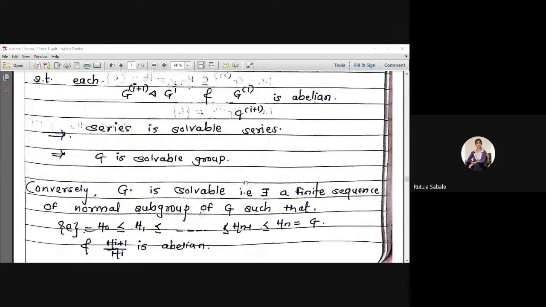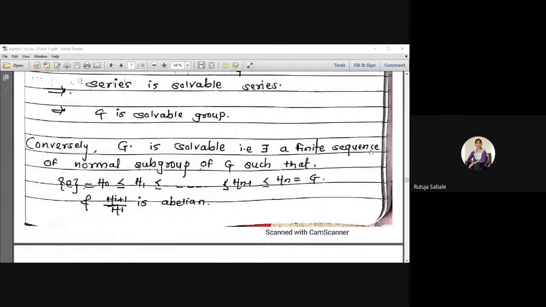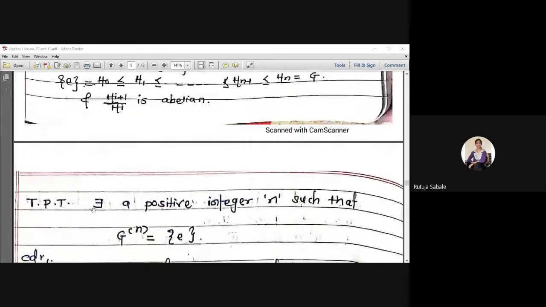So there exists a finite sequence of normal subgroups of G such that singleton E is equal to H naught, which is a subgroup or normal subgroup of H1, and so on up to Hn, which is equal to G, with abelian factors. Hi plus 1 upon Hi is an abelian group. And to prove that there exists a positive integer n such that G raised to n is equal to singleton E.